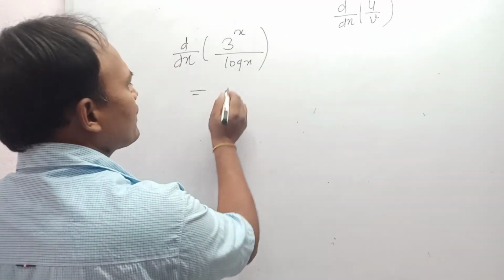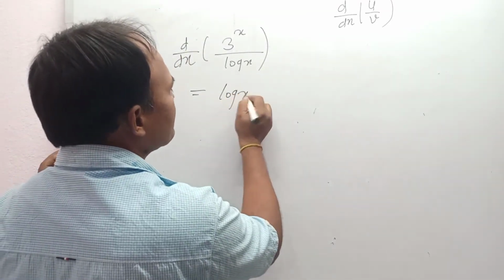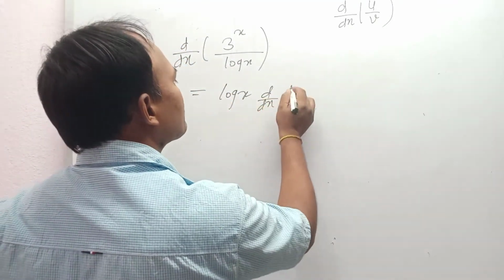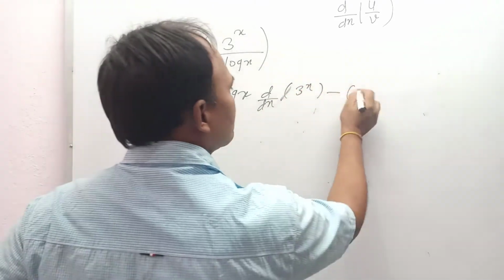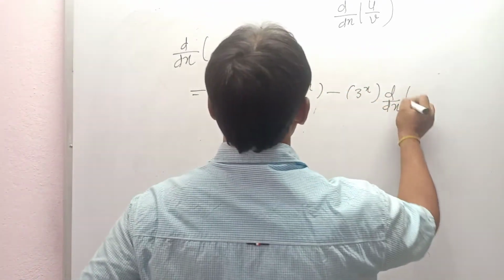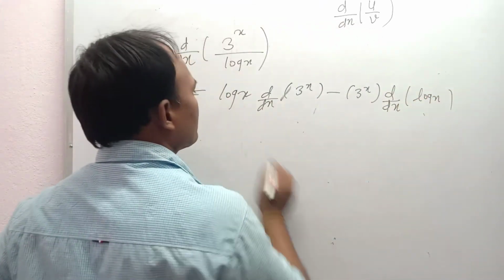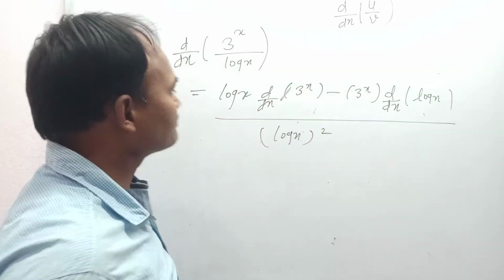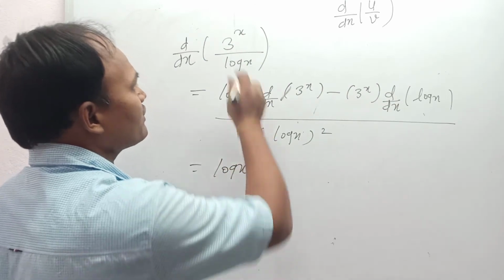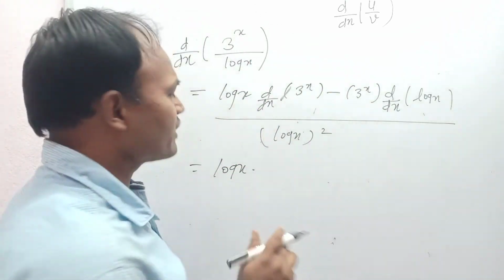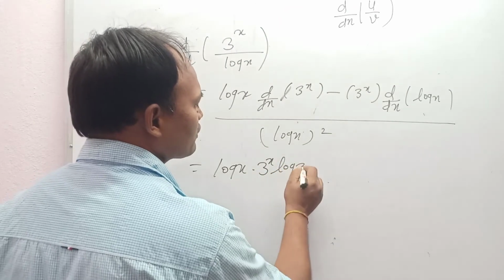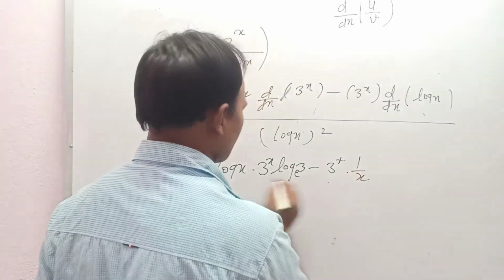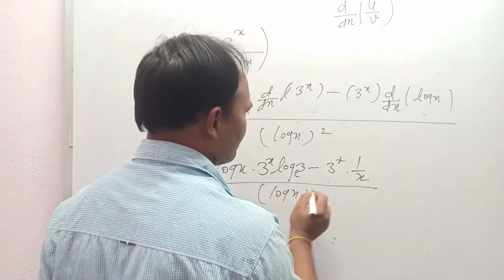So let's see what we can do. Firstly, we have to write the denominator first: log x times d/dx of 3 to the power x, minus 3 to the power x times d/dx of log x, and in the denominator log x to the power 2. So we write log x, and the differentiation of 3 to the power x is 3 to the power x log 3 base e, minus 3 to the power x, and d/dx of log x is 1 upon x, over log x to the power 2.